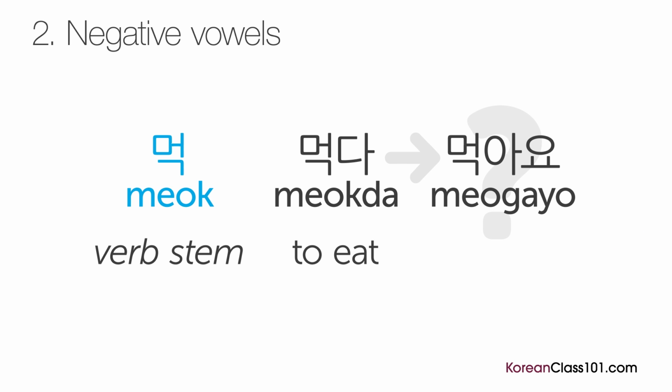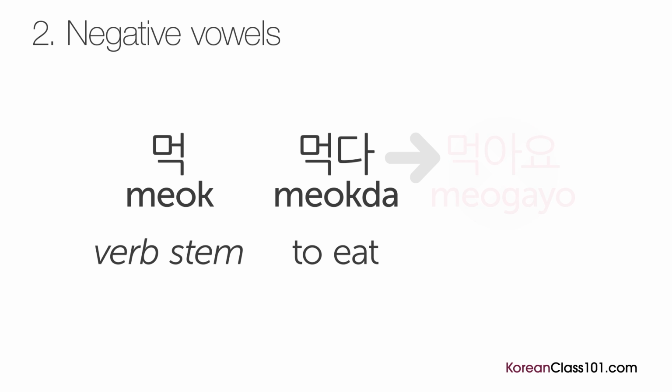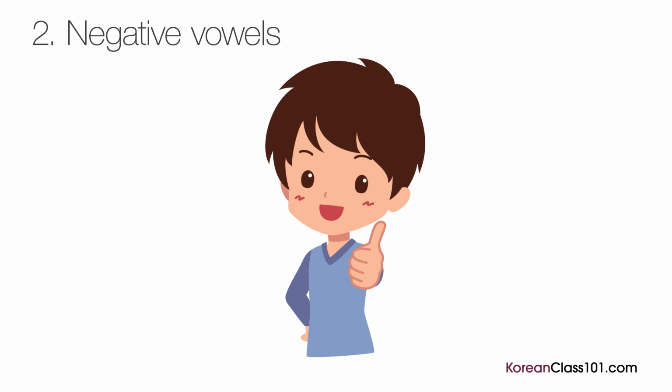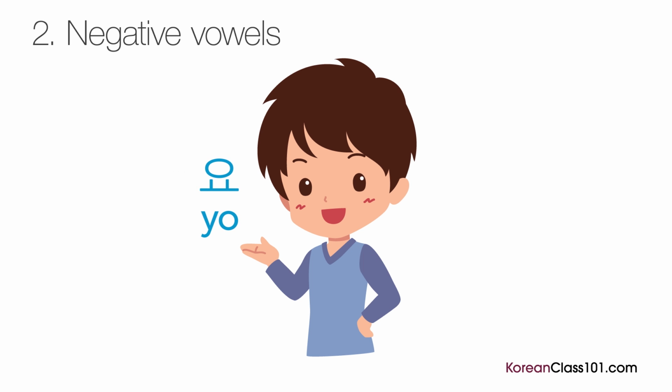Here's an example. 먹 is the verb stem of the verb 먹다, meaning to eat. The verb stem ends in a consonant, so you might think you need to add 아 and say 먹아요 to make it polite. However, this is not correct. Remember, we also need to check the last vowel, and this time the last vowel of the verb stem is 어, which is negative. So you need to say 먹어요 using 어. Sounds complicated, right? Don't worry. As you hear more verbs with the yo particle, it will come more naturally to you.